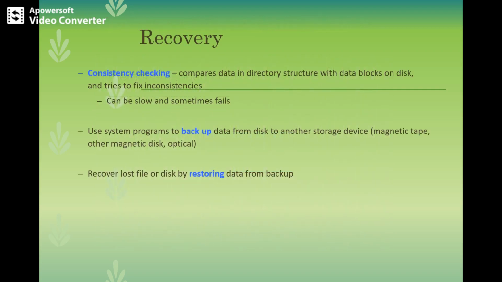Now let's see about recovery of the file systems. Since the files and directories are kept both in the main memory and on the disk, sufficient care must be taken to ensure that system failure does not result in loss of data. So that is called consistency checking.